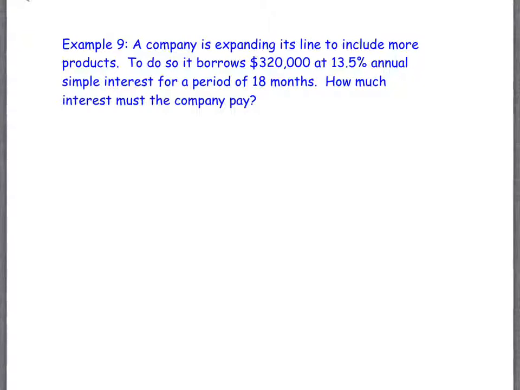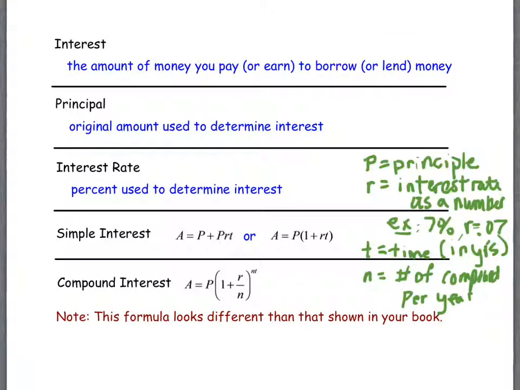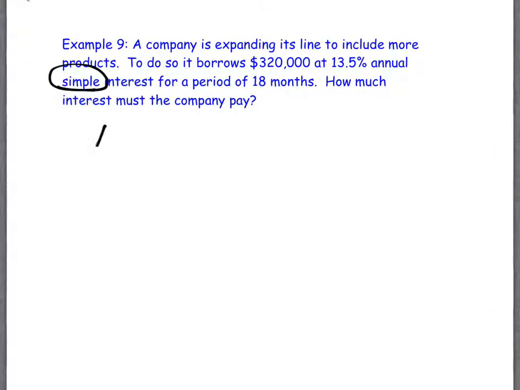So the first thing you have to figure out is which formula it's asking you to use. And which one is it asking you to use? How do you know? Because it says so. Simple interest, so that's the one we're going to use. All right, so the simple interest formula is over here. There are two versions of it. It doesn't matter which one you use. I'll just use the first one this time.